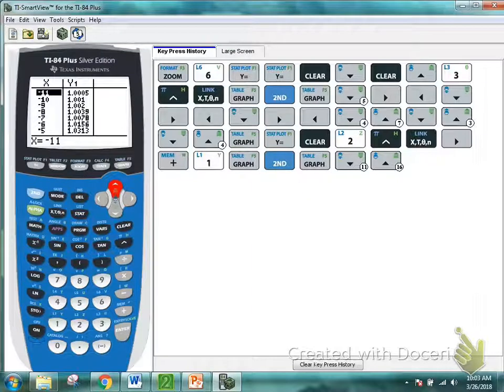What are we approaching? 1. Good. Doesn't go past 1. Because you can keep on hitting up and hitting up and hitting up.